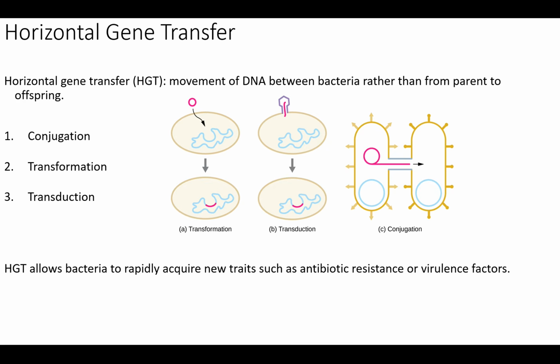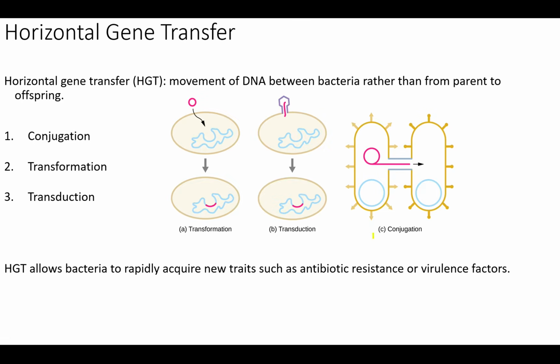Because bacteria do not have to wait for a useful mutation to occur, horizontal gene transfer can introduce new traits and spread them rapidly through a bacterial population. This makes it an important source of genetic variation and a major driver of bacterial evolution. The three types of horizontal gene transfer are what you see here.